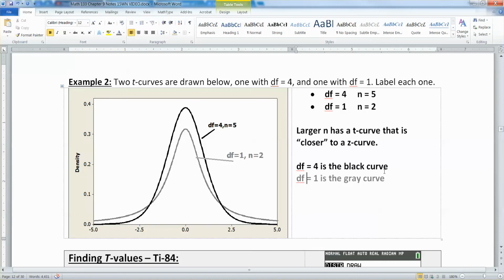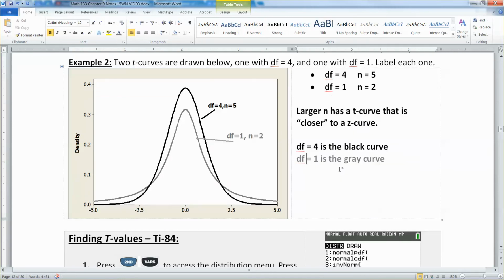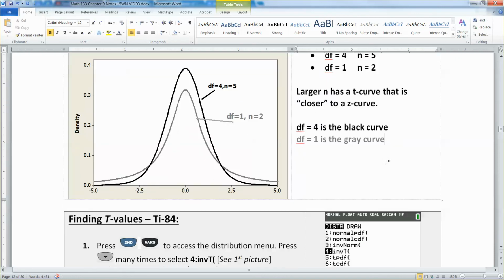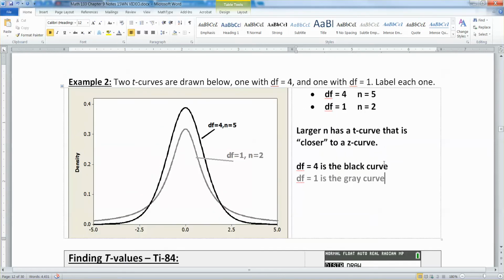Now I want to stop right there, even though I could go on. The next part is finding the critical t-values, just like we found critical z-values in section 9.1. I want to pause, and we'll come back in the next video to do that because I want to make sure I have enough time to show you all the examples. So I'll see you back here then to find critical t-values.